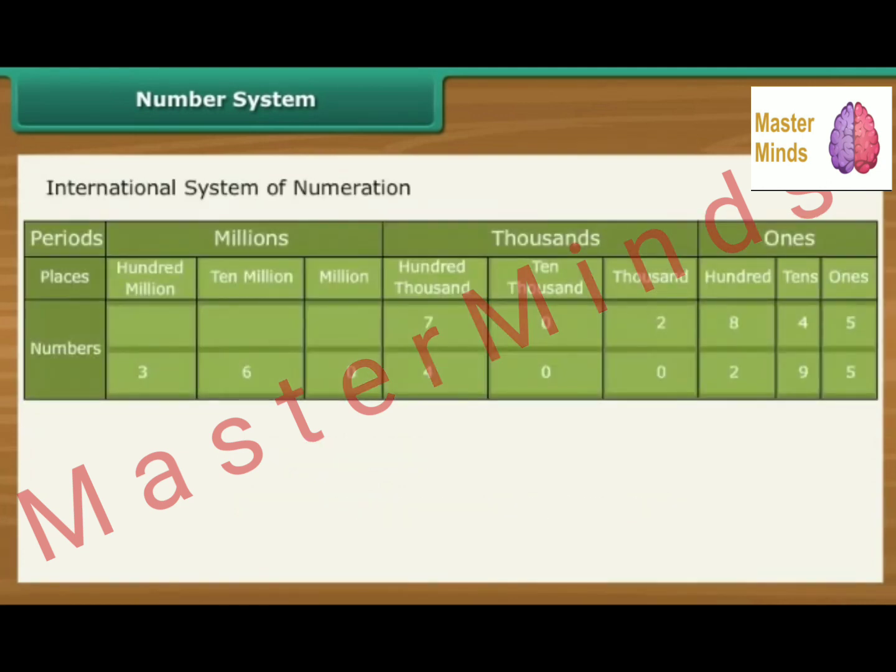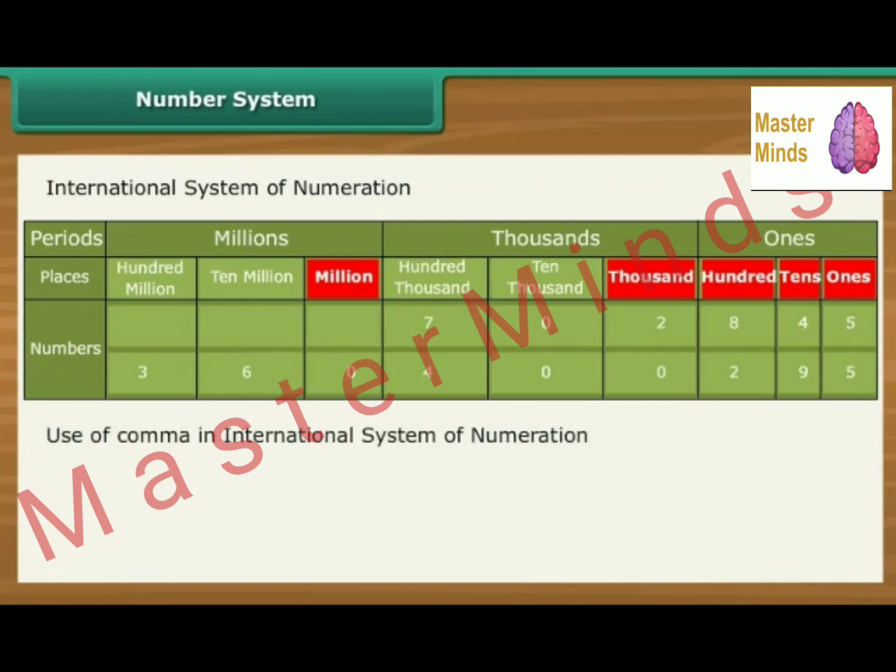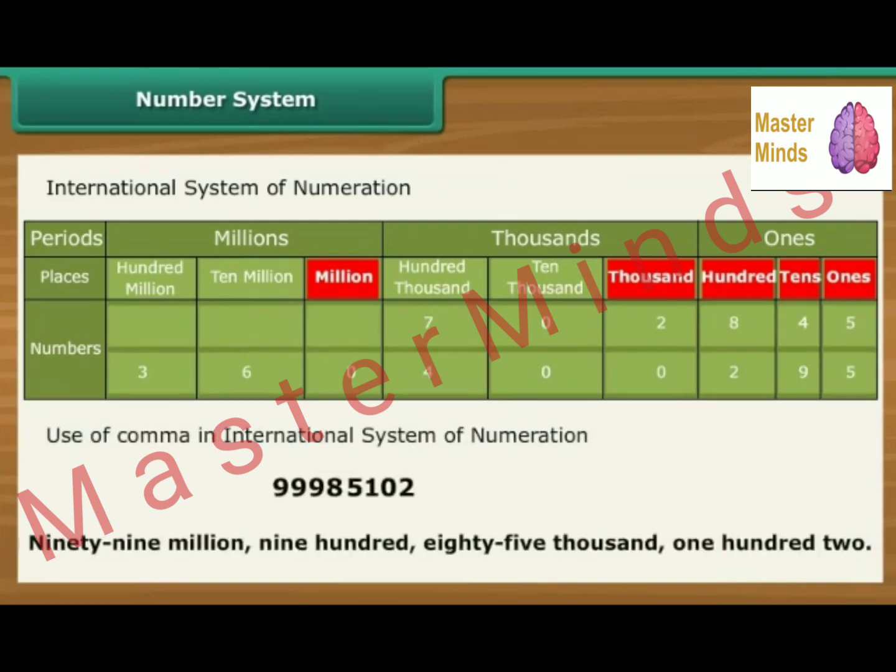In the international system of numeration as it is being used, we have ones, tens, hundreds, thousands, and then millions. 1 million is 1,000 thousands. Commas are used to mark thousands and millions. It comes after every 3 digits from the right. The first comma marks thousands and the next comma marks millions.